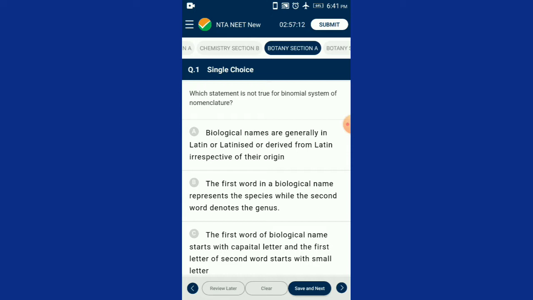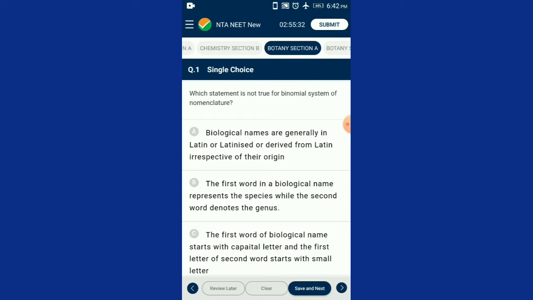Let us continue the question and answer with detailed solutions. Question number 1. Which statement is not true for the binomial system of nomenclature? Binomial nomenclature, or two-naming system, or binary nomenclature, is a formal way of naming organisms and was given by Carolus Linnaeus. Here the first word represents the genus while the second word denotes the species name.